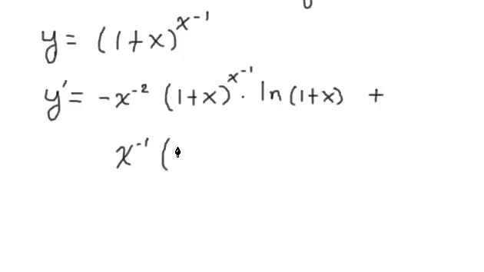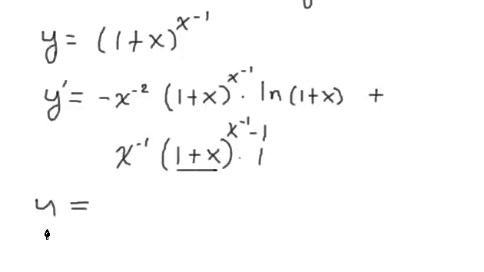Now I'm going to rewrite, and remember we subtract 1 from the exponents. This becomes x to the negative 1 minus 1. Alright, then we do the chain rule, taking the derivative of what's in here and bringing it out. So the derivative of 1 plus x is just 1. Okay.